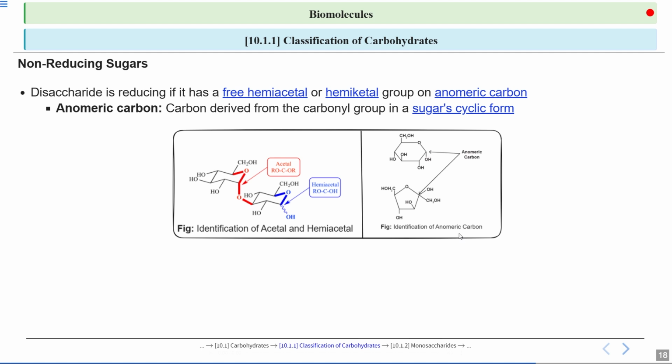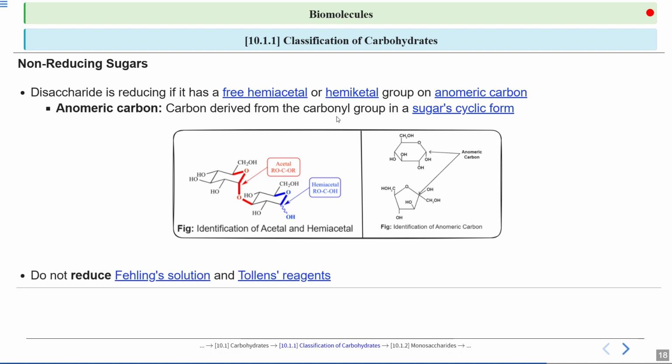And this is the identification of anomeric carbon. If you see, this is an anomeric carbon, and here also this is an anomeric carbon. This carbon is derived from the carbonyl group in a sugar's cyclic form. You should know that a disaccharide is reducing if it has a free hemiacetal or hemiketal on the anomeric carbon.